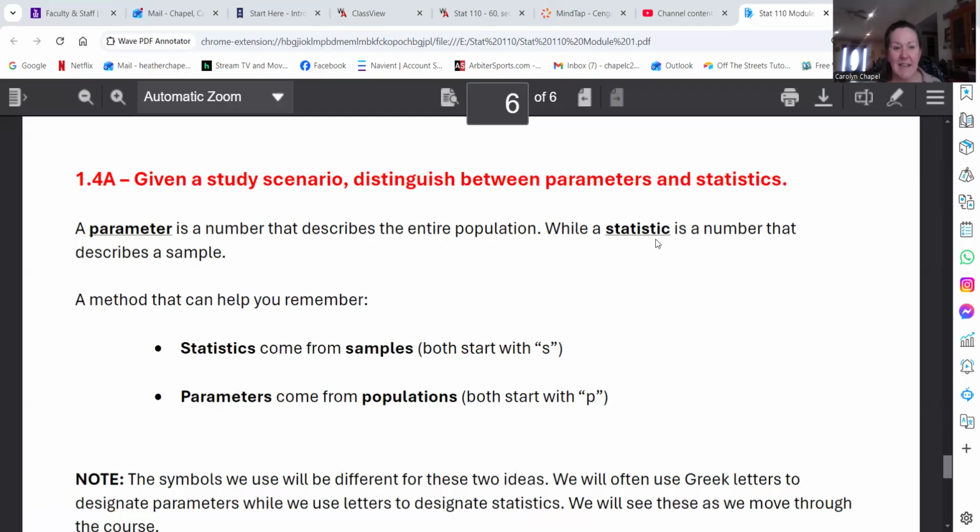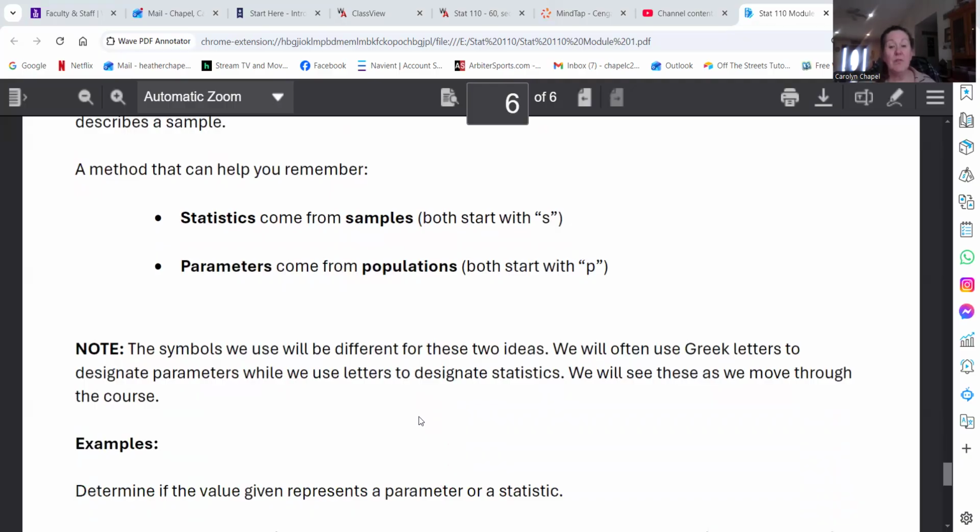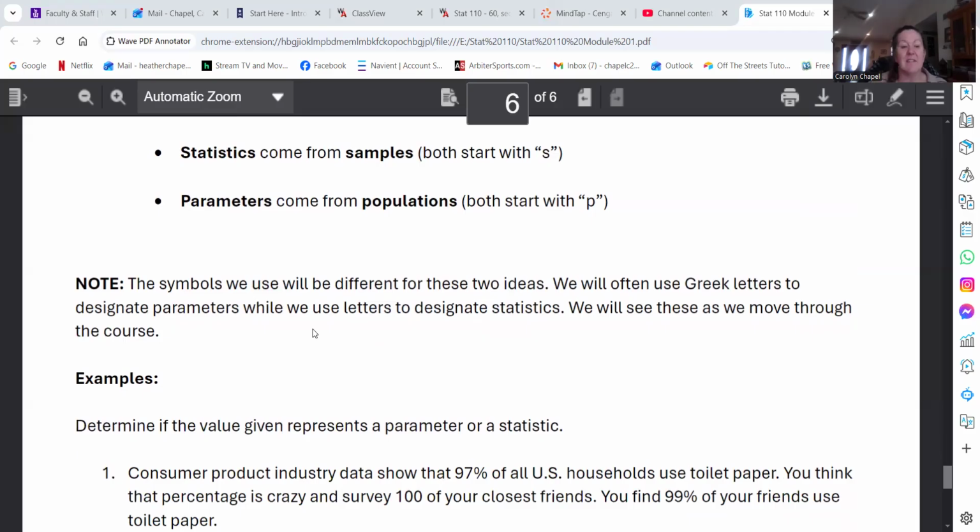A statistic is that same type of thing, but only done on a sample. One way to help you remember is that statistics come from samples. Parameters come from populations. Both of these start with S. Both of these start with the letter P. We will use different symbols to help us determine which is which. A lot of times we will use Greek symbols to designate parameters, and we'll use the regular letters for statistics. We'll see those as you get into some of the specific statistics and parameters.